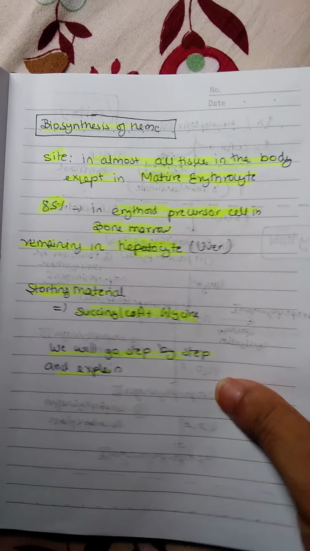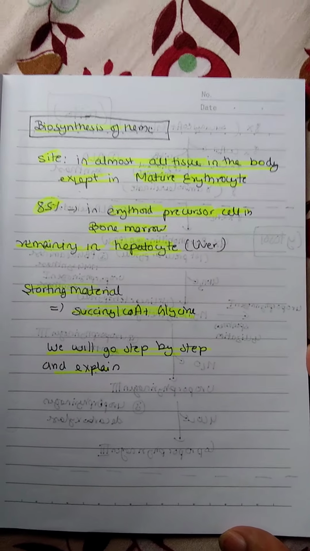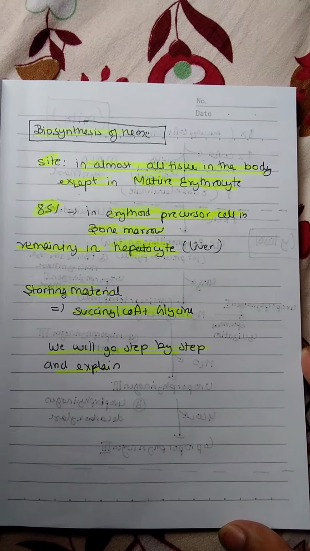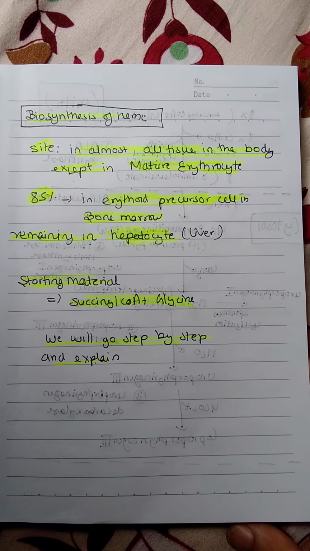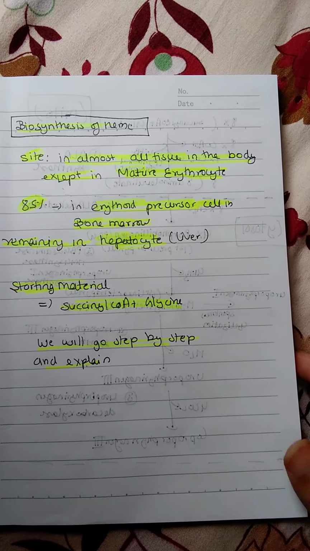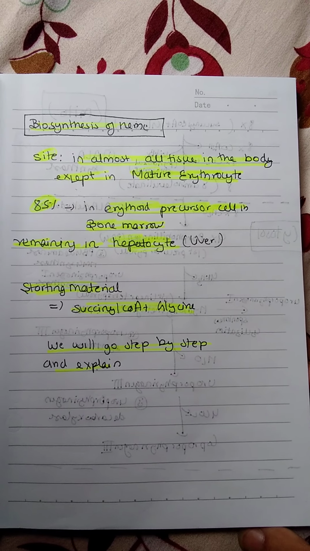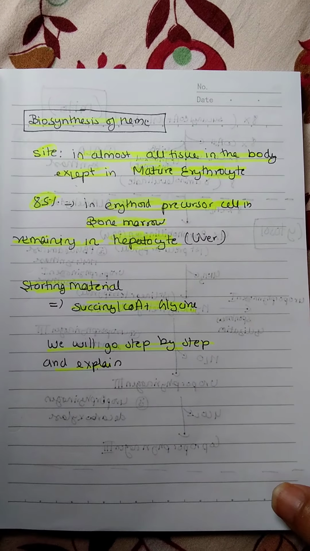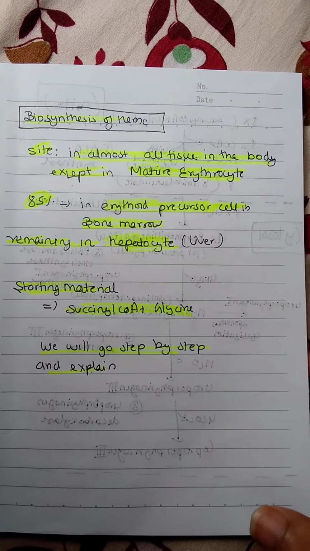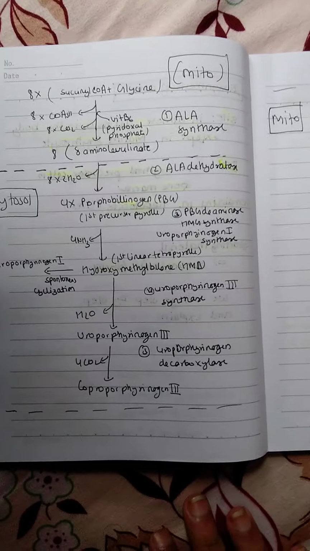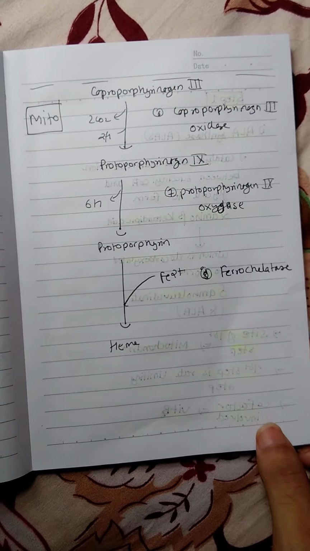Now biosynthesis of heme. Site: almost all tissues in the body except mature erythrocyte. 85% of it is formed in erythroid precursor cells in bone marrow, and the remaining is formed in hepatocytes for the formation of cytochromes. Starting material is succinyl-CoA and glycine, and it happens in mitochondria. We'll explain it. This is the basic steps. We'll go step by step.